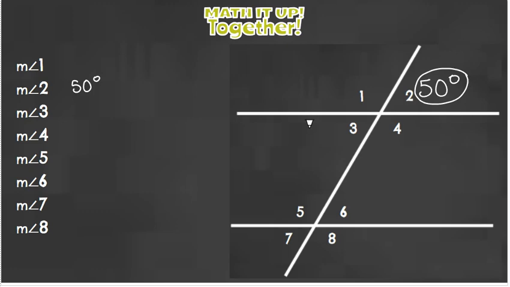We can begin by saying, okay, well, 3 is a vertical angle, so it's also 50 degrees. The reason: vertical angle. And there's more than one way to do this. There are many ways to arrive at all of these angles.